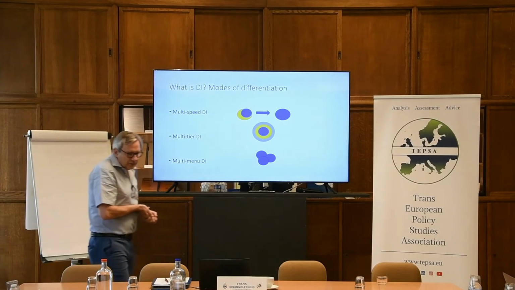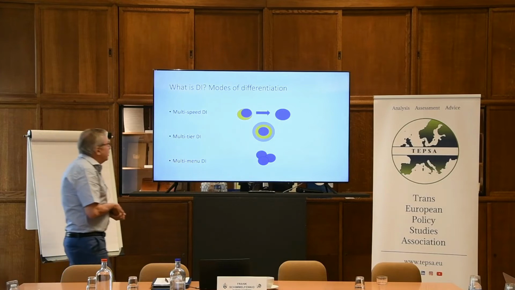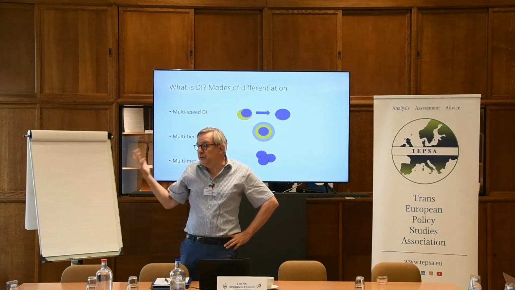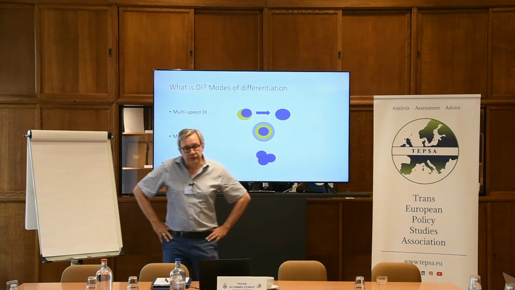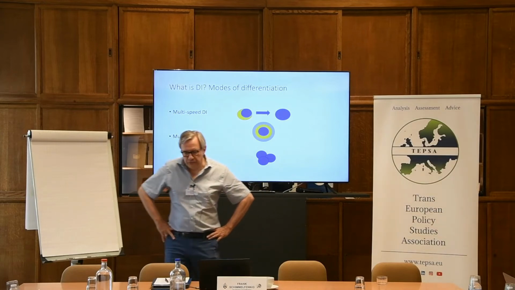I've tried to interpret these terms a bit graphically too, and changed their terminology a little to make it more comparable. When we speak about multi-speed differentiation, it means we start with differentiated integration: different groups of countries being at different levels of integration. But the idea is that after some time, all member states will adopt and we will reach uniform integration. So it's just a matter of time until differentiated integration becomes uniform integration.